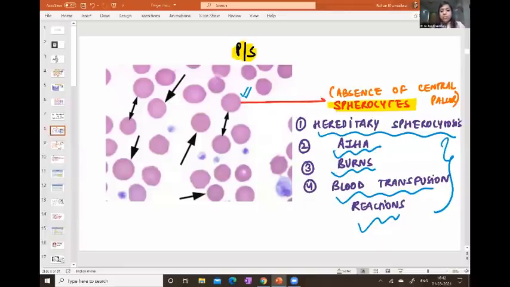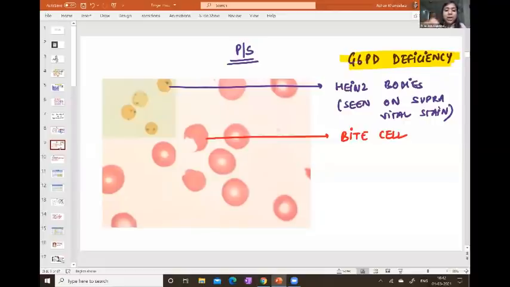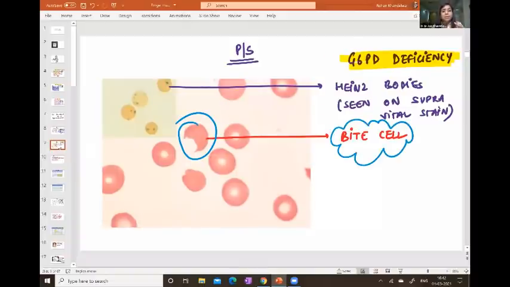Next, in this image, students, can you see that this RBC which I'm seeing appears as if somebody has gone and bitten it, right? It looks like teeth marks, correct? That is why we call this cell a bite cell. It is called a bite cell because it appears that somebody has bitten this RBC. And in the inset, what we can see are something called Heinz bodies. They are basically precipitates of hemoglobin.